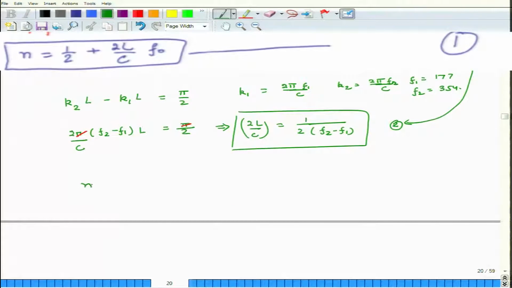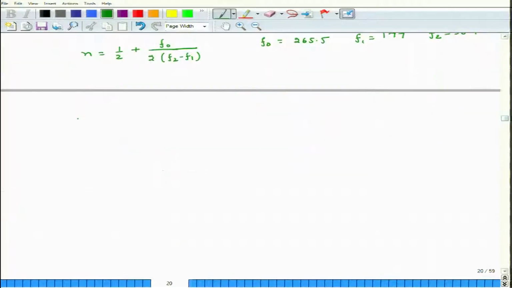Because I have to compute n. So, n equals half plus F naught divided by 2 into (F2 minus F1), and I know that F naught is the mid frequency, which is 265.5 hertz, F1 equals 177 and F2 equals 354. Okay.